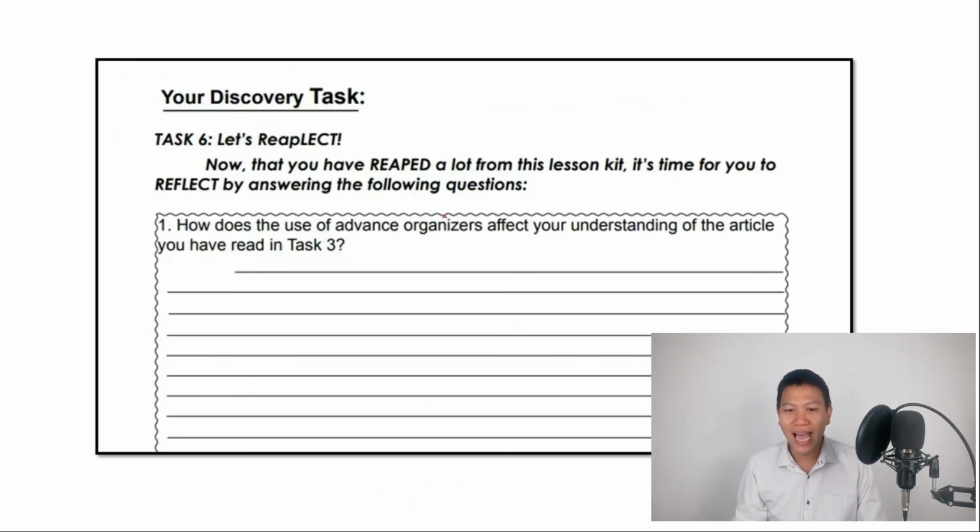And your discovery task, let's reflect. You have to reap a lot from this. Since you have reaped a lot from this lesson kit, it's time for you to reflect. There's no wrong answer here. You just have to write your own idea. How does the use of advanced organizers affect your understanding of the article you have read in task 3? So write your sentence. And that's it.